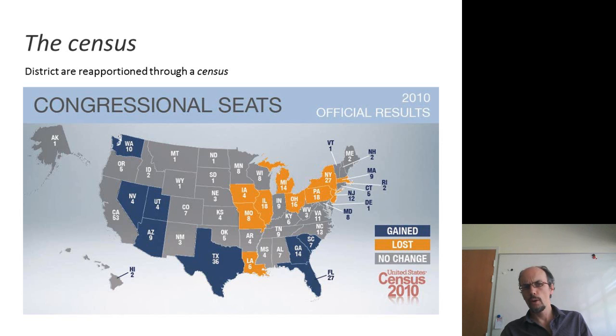How do you know that there are 700,000 people in a state? Every decade, every 10 years, the people in the United States are counted. They are counted, and the number of representatives for a given state is changed to reflect the changes in the population. So these are the results of the last census in 2010.